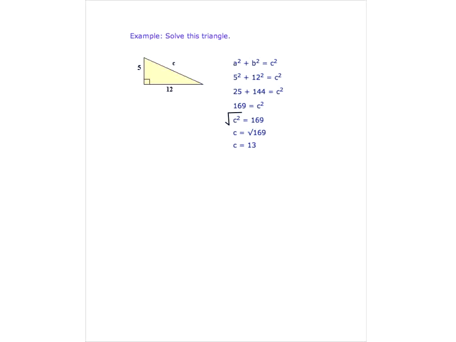That makes sense. When we look at our answer and see that it's 13, if we had got 7, we would have said, no, that doesn't make sense, because c is our hypotenuse, and the hypotenuse is always the longest side, so we were expecting a number larger than 5 or 12. So we're happy when we see that c is equal to 13. That's how we got our answer.